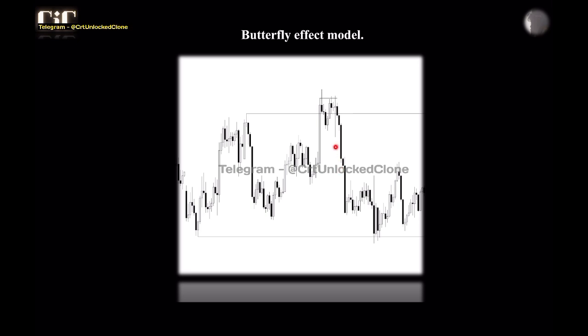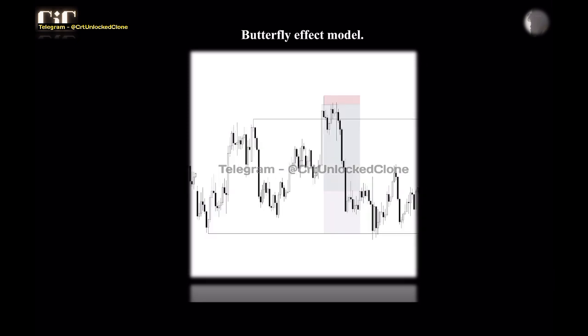And up there, you'll find a model number one right here. So the risk is going to be the lower time frame model number one, and the reward is going to be the higher time frame CRT. Targeting at first the 50%. Always target the 50% at first.